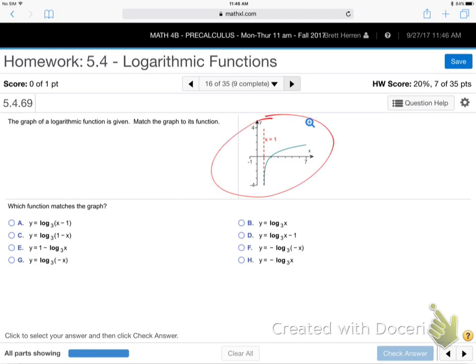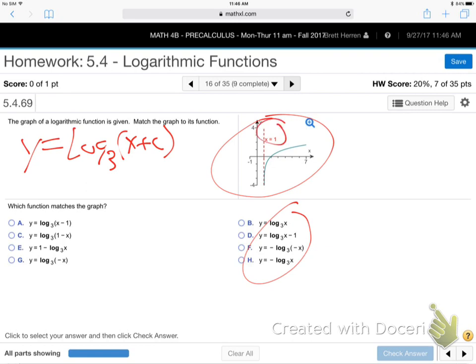Let's work backwards. So it's some kind of a log, log base b of x plus c kind of thing. Look at the bases. The bases are all 3, so I'll just fill that in right now. All right, what's the c? That's the vertical, but it's the opposite because it's by x. So it'll be -1 in there because this is +1. It'll be log base 3 of x minus 1.